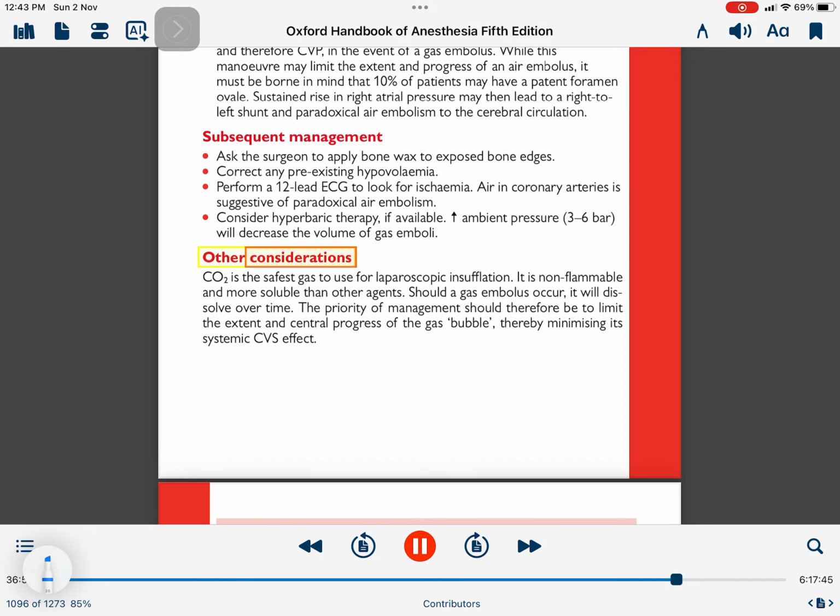Other considerations: CO2 is the safest gas to use for laparoscopic insufflation. It is non-flammable and more soluble than other agents. Should a gas embolus occur, it will dissolve over time. The priority of management should therefore be to limit the extent and central progress of the gas bubble, thereby minimizing its systemic CVS effect.